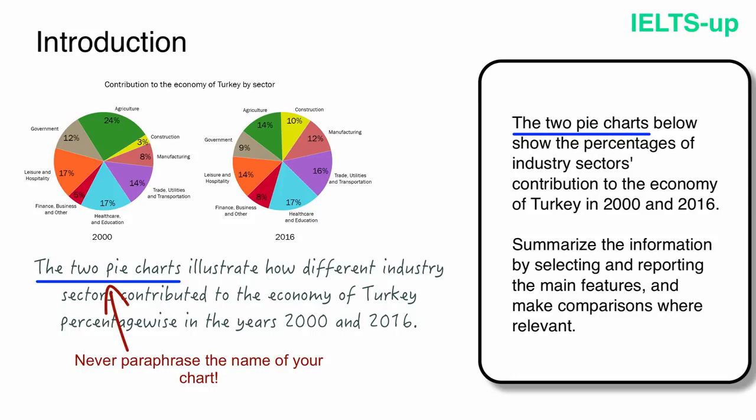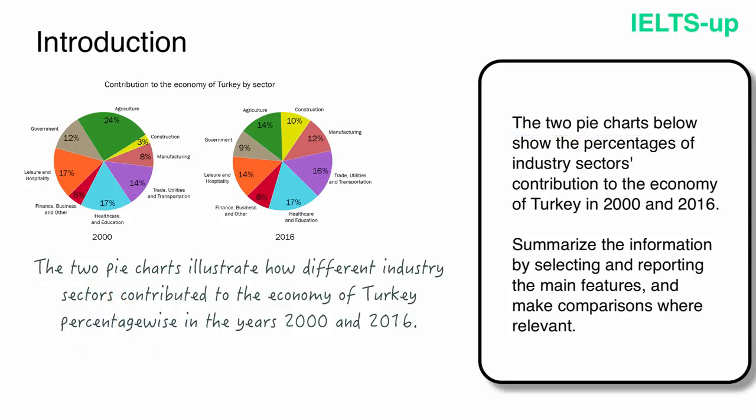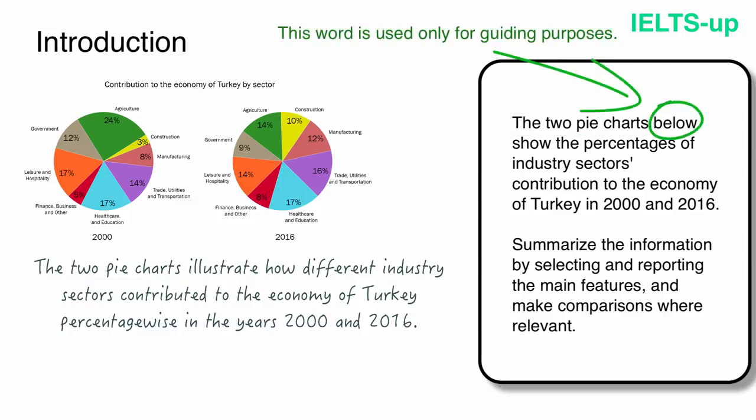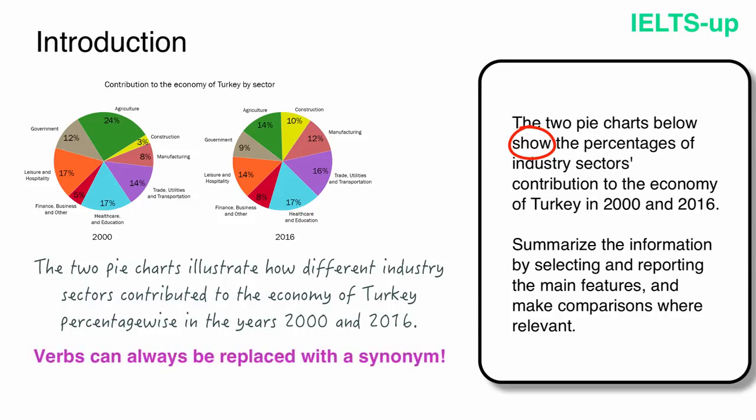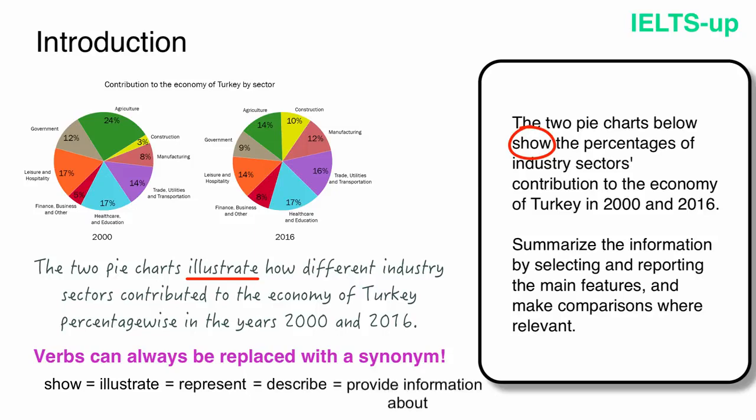So I also kept the same expression, the two pie charts. After that comes the word below. This word is used only for guidance purposes, and since the examiner won't see a chart below your writing, you can just skip it. Next we have the verb show. And verbs can always be replaced with a synonym. I decided to replace the word show with illustrate. But this is not the only option. We could also use such synonyms as represent, describe, or provide information about.